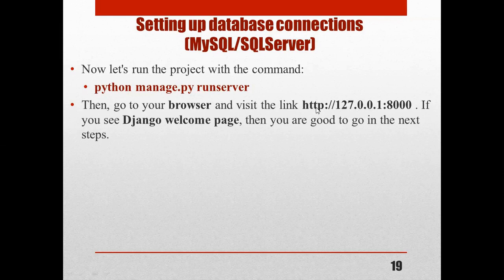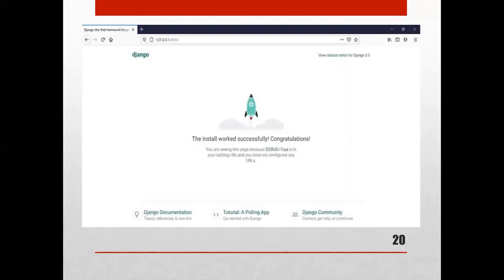http://127.0.0.1:8000. This is the port number here. If we see the welcome page, that means we are working correctly, and we have to follow the next step. Here you can see that after entering this address in your browser, you will see this page. This is the Django welcome page. That means we have installed successfully, and we are performing the right steps.